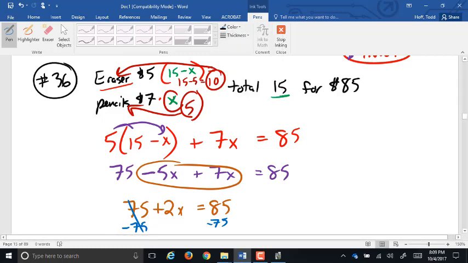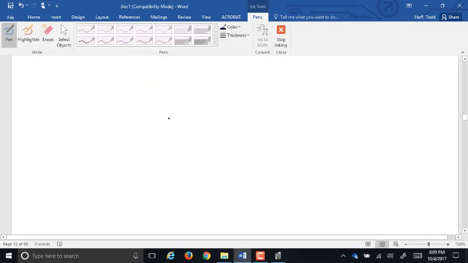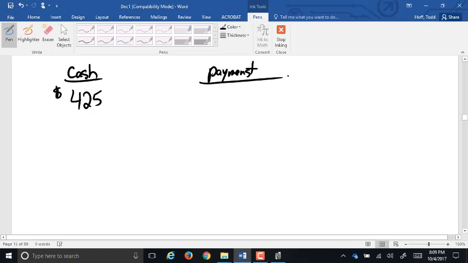He said number 40? Number 40 is another one of those wordy problems. Jim Smith has 2 options in buying a computer. The first option is cash, $425. Option 2 is payments. And that is $60 down plus 15 payments of $28 each.